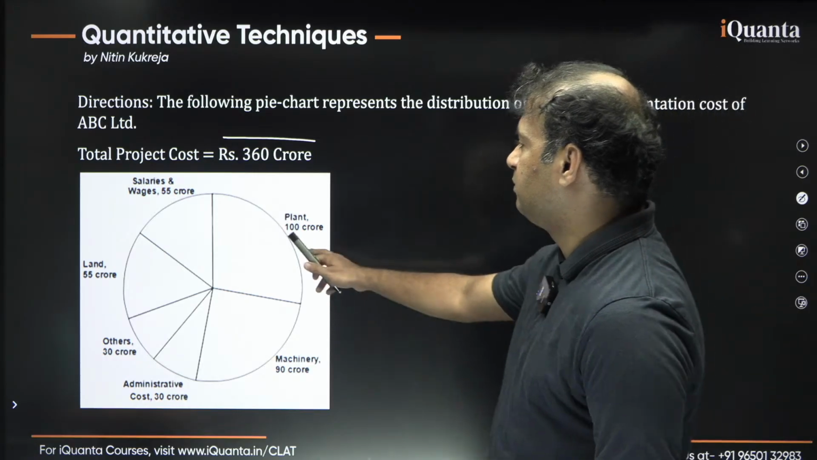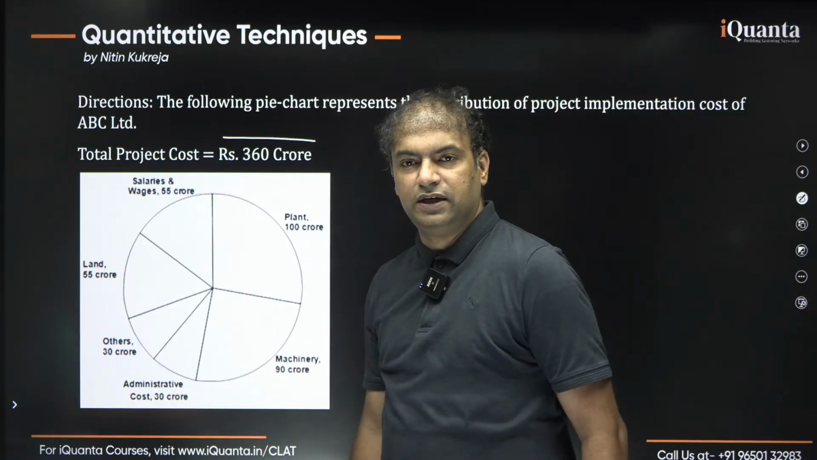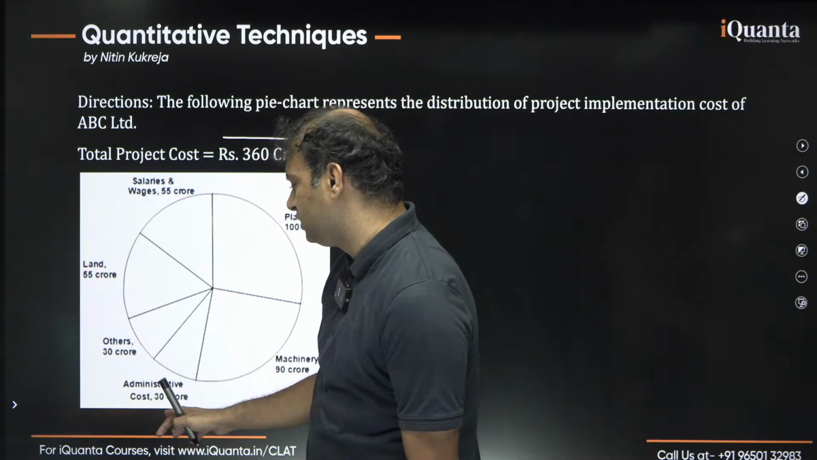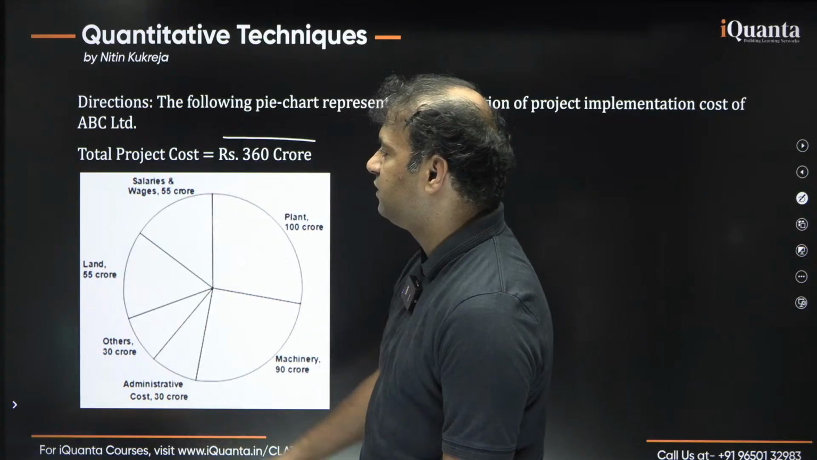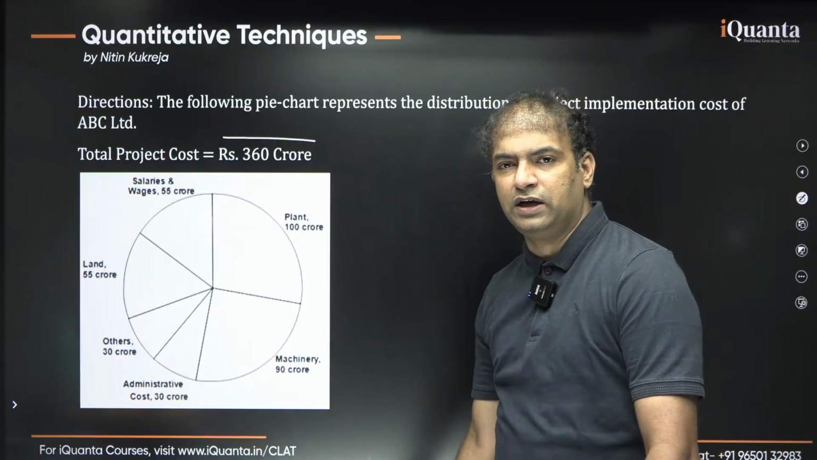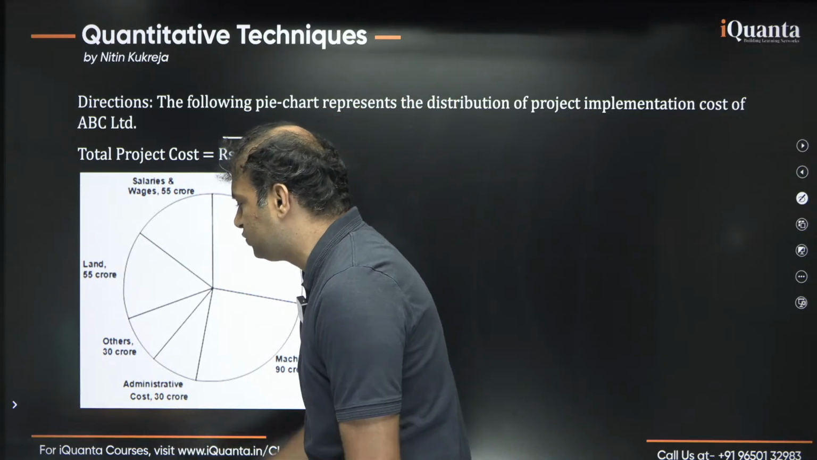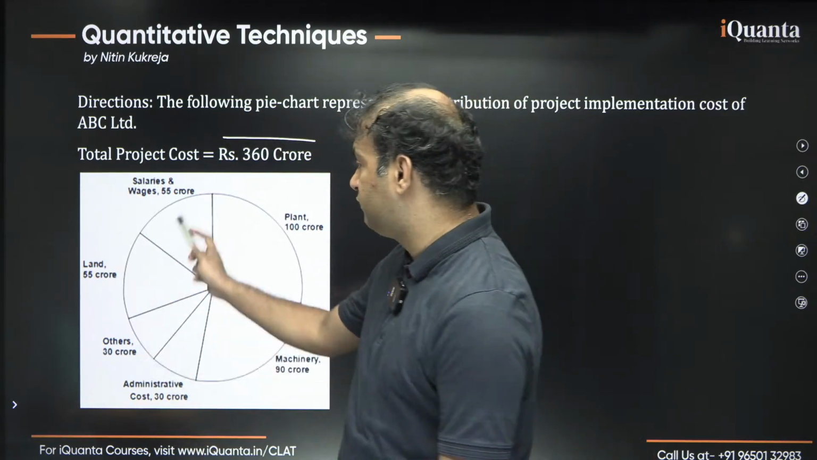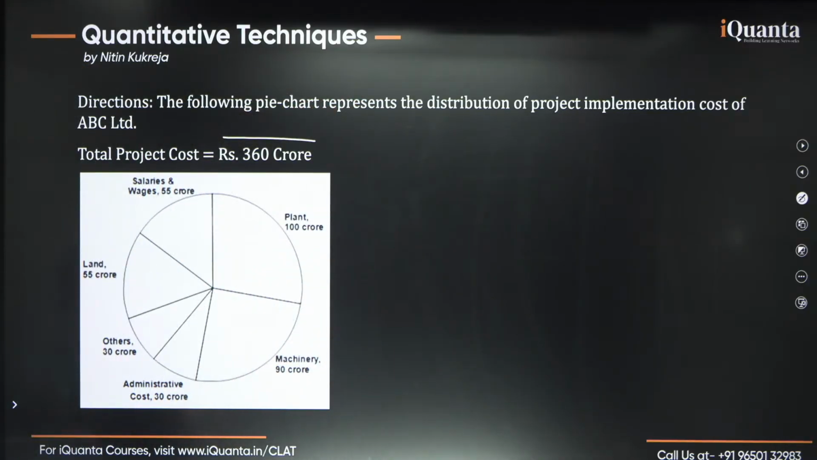In plant, the company is spending 100 crores. In machinery, it's 90 crores. Administration is 30 crores, and others are 30 crores. Land is 55 crores, and salary and wages is also 55 crores. That makes 360 crores. If you want, you can add it as well: 100 plus 90 is 190, 190 plus 30 is 220, 220 plus 30 is 250, and the last two make 110, so 250 plus 110 gives us 360. This whole set is about 360 crores of cost.